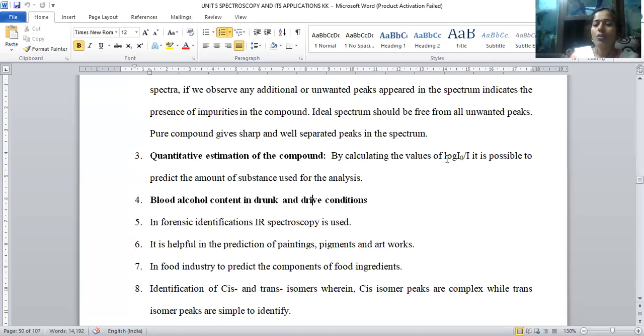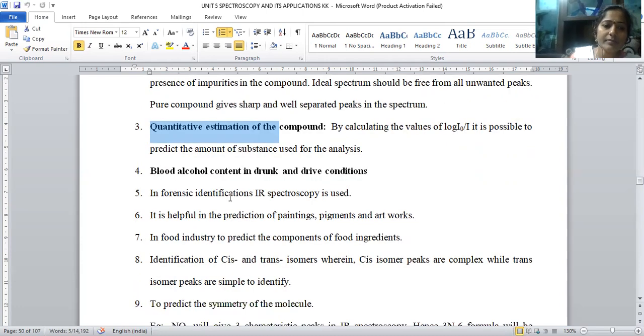In IR spectroscopy, quantitative analysis of the compound is carried out by using the Lambert-Beer law. It states that log I naught by I is the absorbance. Here, it mainly depends upon thickness in the case of solids, otherwise concentration in the case of liquids or solutions. Hence, quantitative analysis of a given compound is conveniently achieved by the Lambert-Beer law.